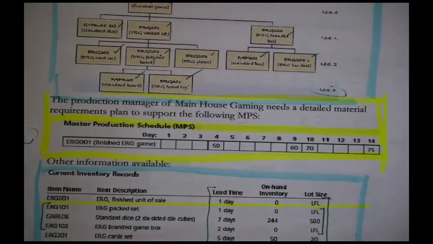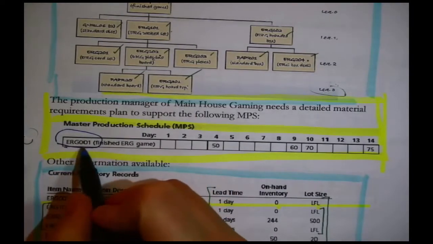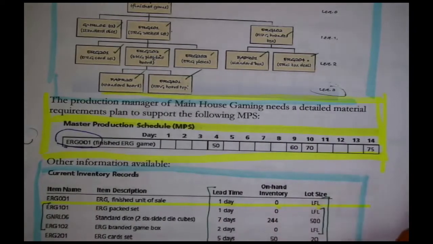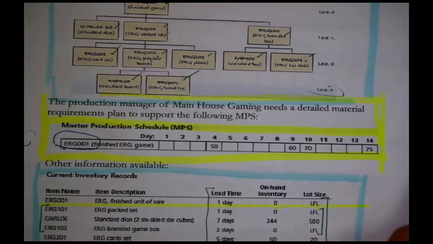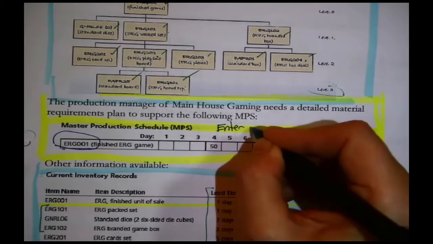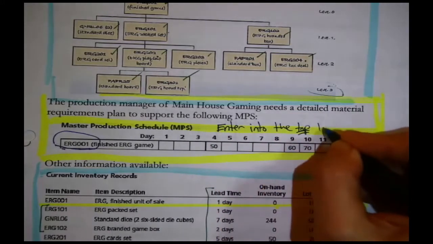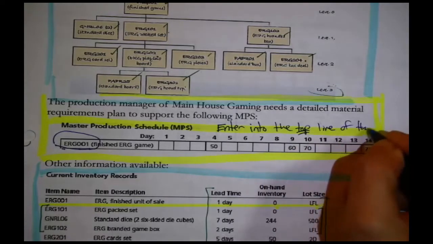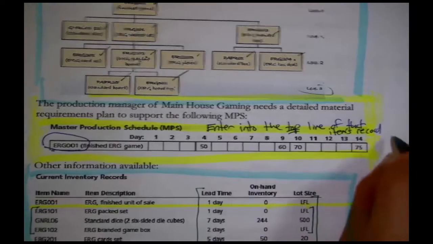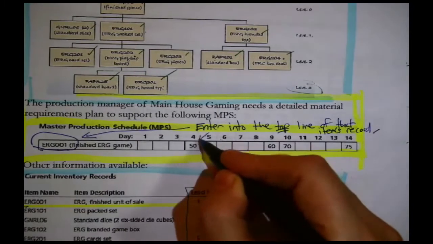Because there's only one thing on the master production schedule that's mentioned, and that's that finished good, ERG 001, and there's a couple orders. Basically, this is when we want to ship these amounts. What do I do with this? Enter into the top line of that item's record.